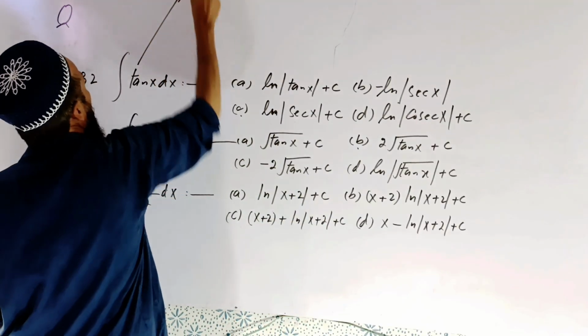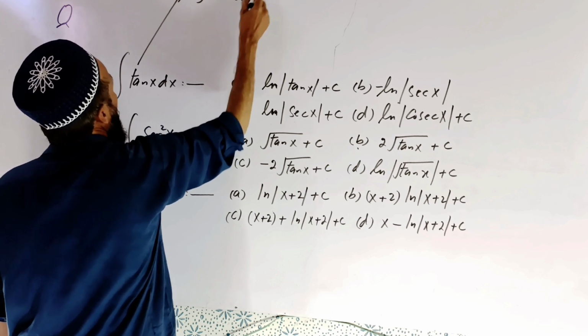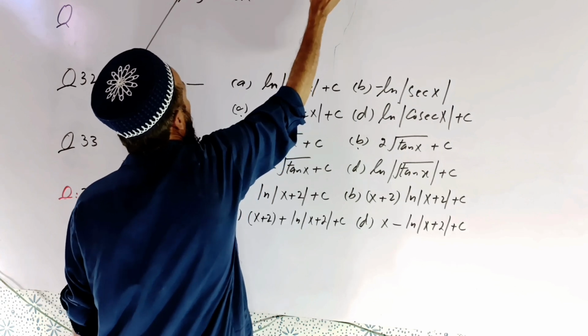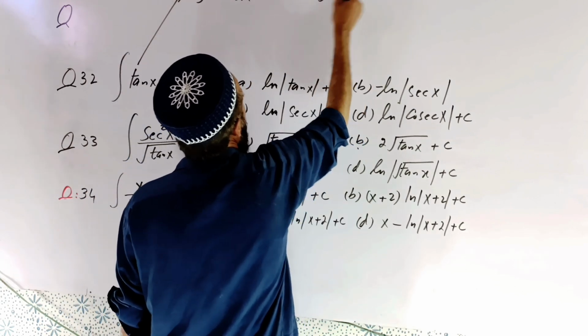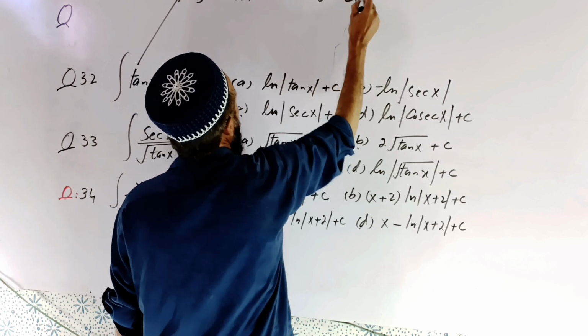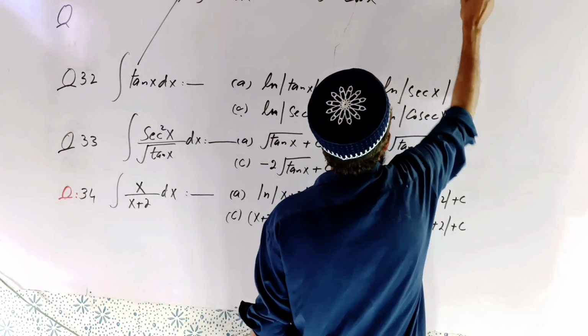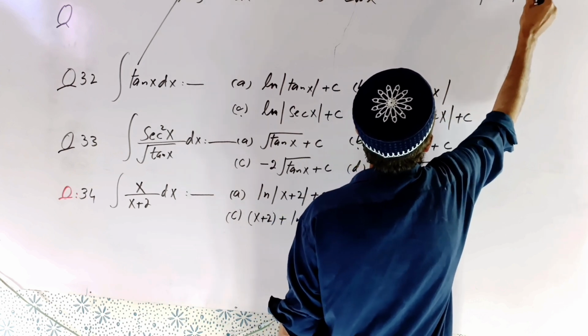Tangent x we can write as sin x divided by cos x. The derivative of cos x is minus sin x. It means that here we require a minus, and since sin is multiplied, minus minus gives plus, so we get cos x dx. So according to the rule we can write the answer as cos x plus c.